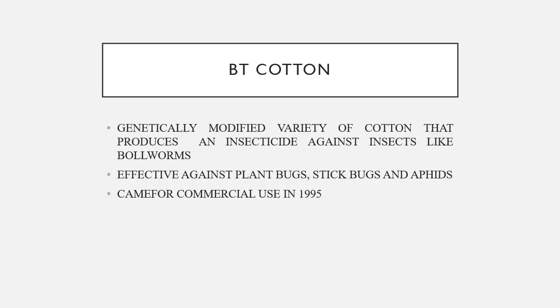So here comes the application of the Bt proteins, Cry proteins. Bt cotton is the first application, and we are all familiar with that. Bt cotton is a genetically modified variety of cotton that produces an insecticide against insects like bollworms. It is effective against plant bugs, stink bugs and aphids. It came into commercial use in the year 1995.